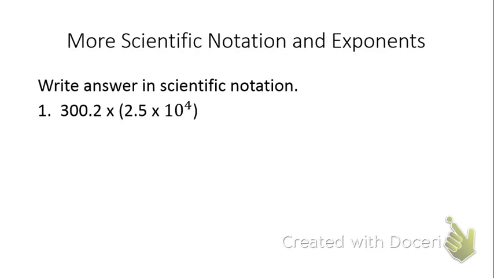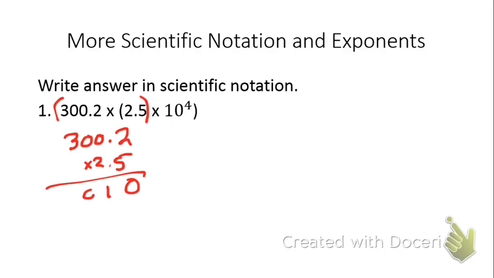So now we're going to be doing some more with scientific notation and also exponents, but starting with scientific notation. So you know just one number is written in scientific notation, the other isn't. So we're going to kind of think of regrouping and think of putting these two numbers together and just doing that arithmetic. So 300.2 times 2.5. Remember, you do not have to line up your decimal. It ends up being lined up here.